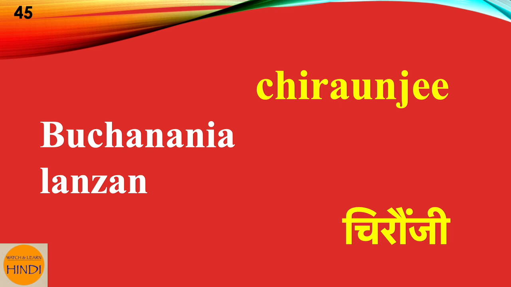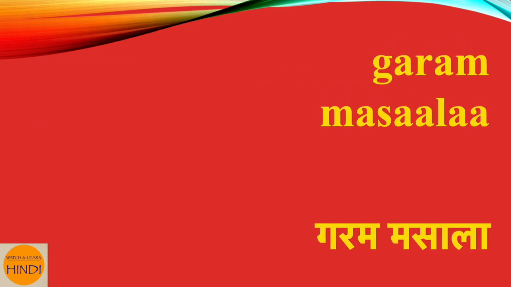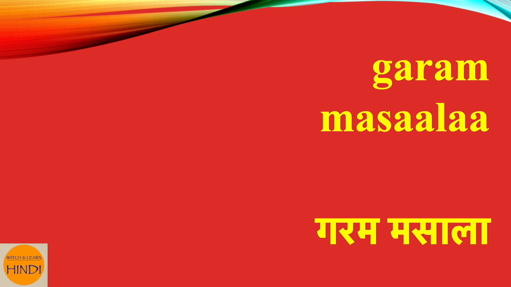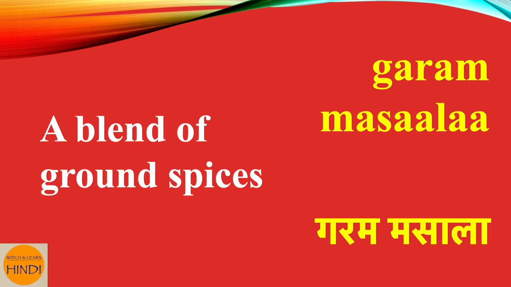So these were the names of 45 individual spices and condiments, but I have one more for you. It's called garam masala. It is used quite frequently in North Indian cuisine, but it is not one spice. It's a blend of many spices. And it includes cumin, coriander, black cardamom, black pepper, cinnamon, and cloves.